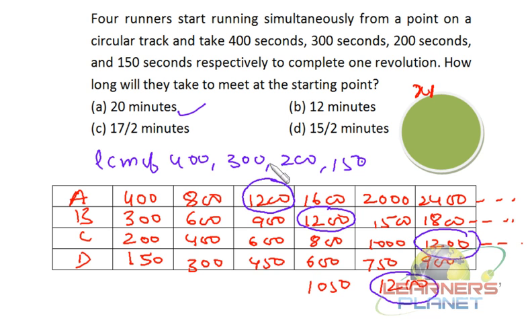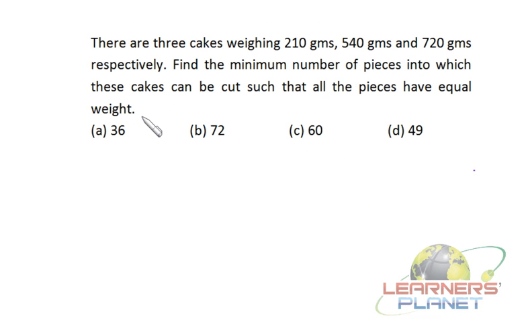Okay, let's do the next problem. Now let's see this problem. There are 3 cakes weighing 210 grams, 540 grams and 720 grams respectively. Find the minimum number of pieces into which these cakes can be cut such that all the pieces have equal weight. Okay, that means we are asked for the minimum number.